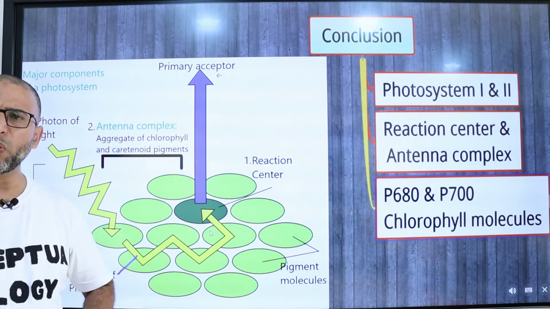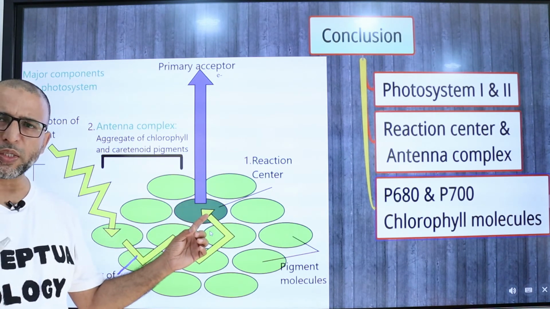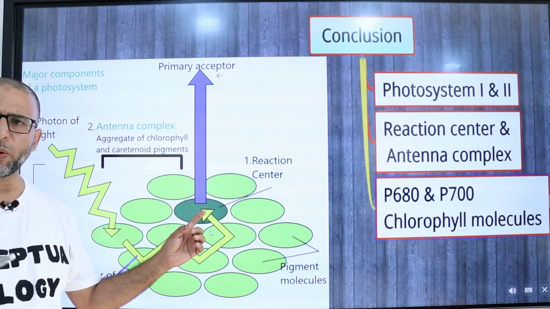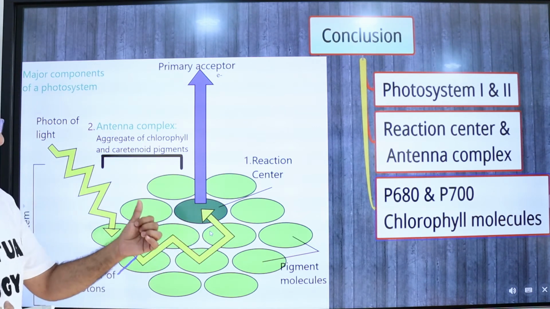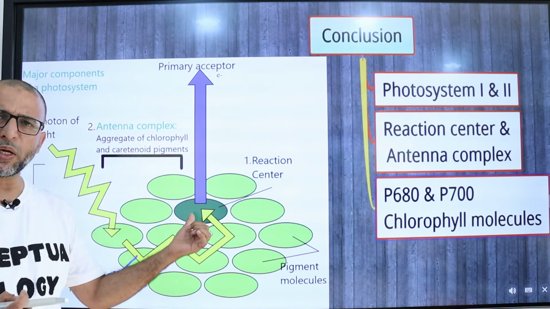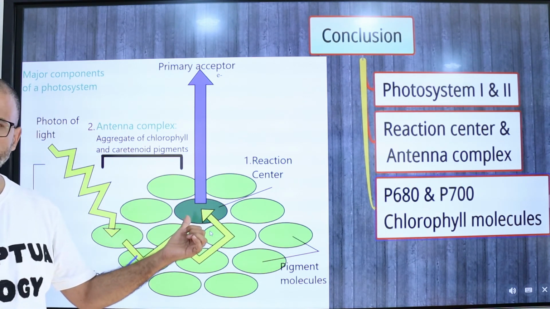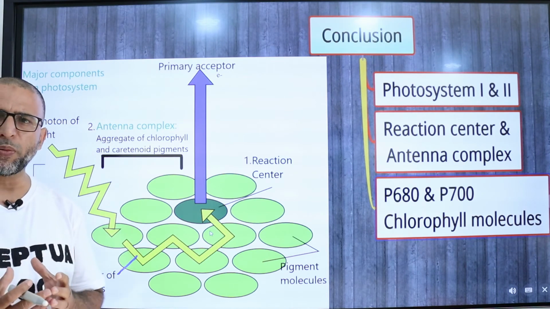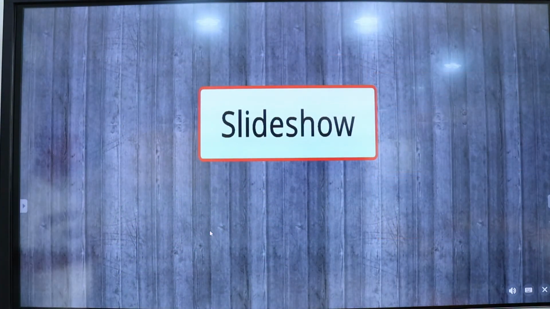Chlorophyll A molecules in the reaction center of photosystem 1 are called P700 because they absorb light at a wavelength of 700 nanometer. And chlorophyll A molecules in the reaction center of photosystem 2 are called P680 because they absorb light at a wavelength of 680 nanometer. Let's watch this slideshow.